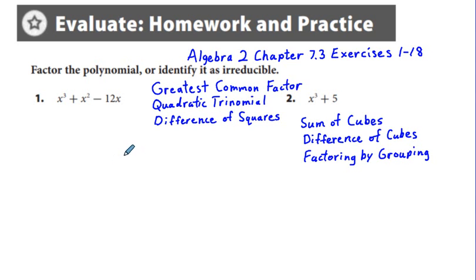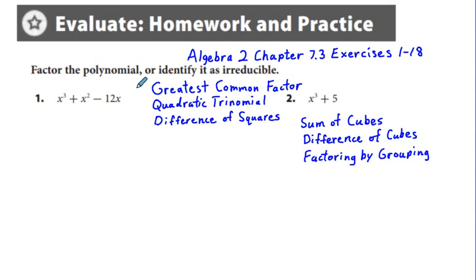Algebra 2, Chapter 7.3, Exercises 1 through 18. In this section of our Algebra 2 course, we're going to introduce some more complex methods of factoring: sum of cubes, difference of cubes, and factoring by grouping.